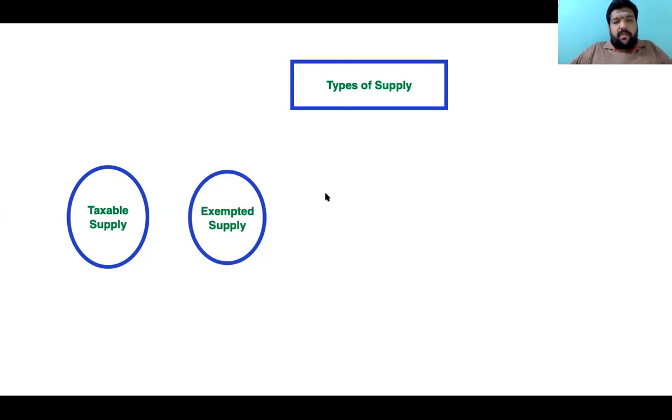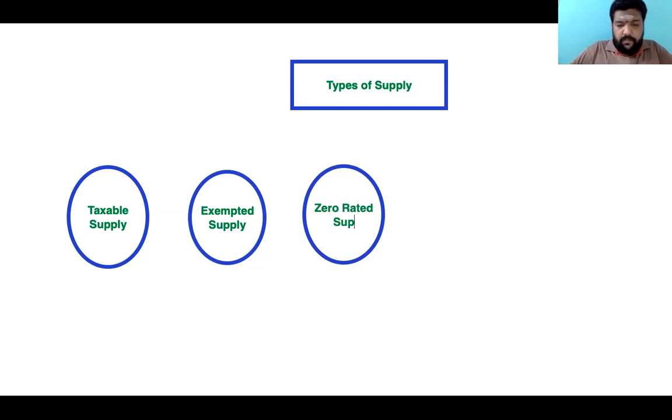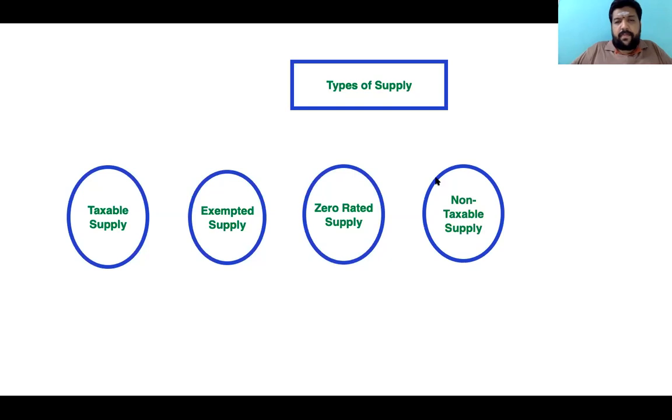Taxable supply, exempted supply. Then zero rated supply, followed by non-taxable supply, no supply. See, these are all your broadly different kinds of supply, different types of supply under GST.